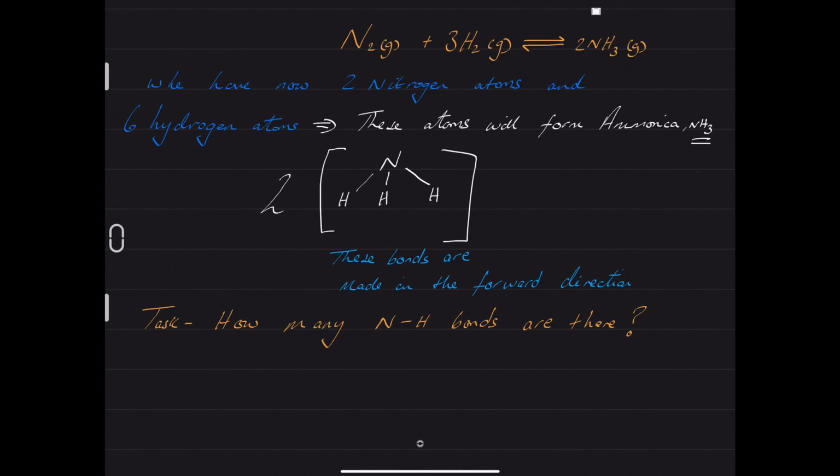I'll repeat again. Once we've broken the bonds in the reactants, we will have 2 nitrogen atoms and 6 hydrogen atoms. These atoms will combine to form our ammonia product, NH3. Now, we have 2 moles of ammonia. So these bonds are made in the forward direction.